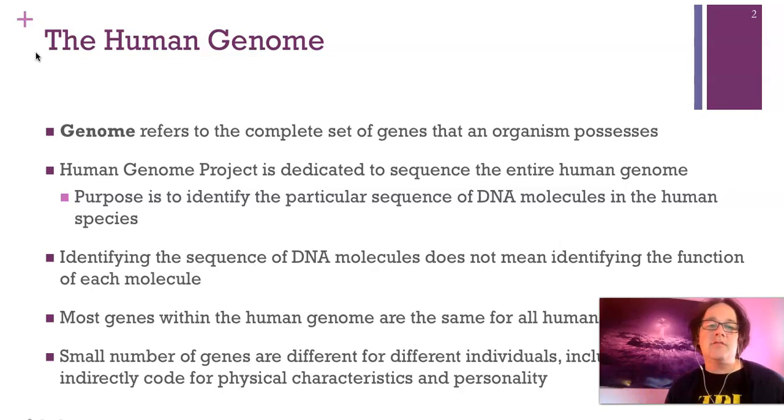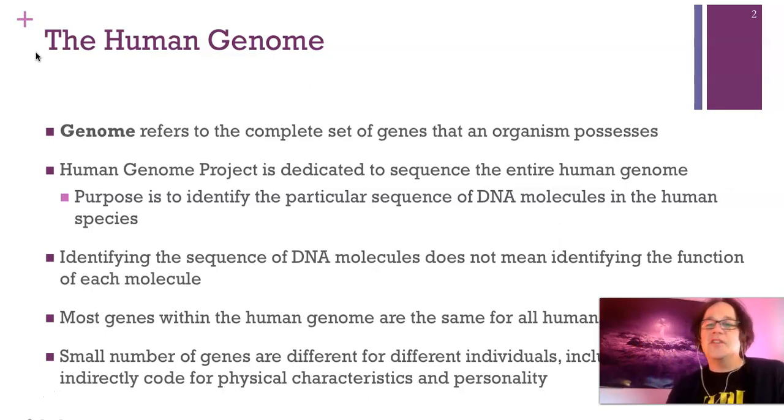So most of the genes within the human genome are the same for all humans, so we're way more similar than we are different when it comes to genes. We're actually incredibly similar to chimpanzees and some of the other great apes. And we have DNA sequences that we share with plant life, right? So the human genome is pretty complicated.